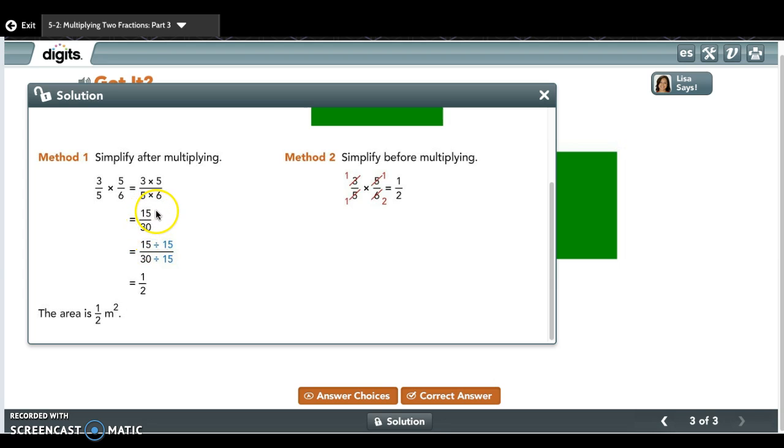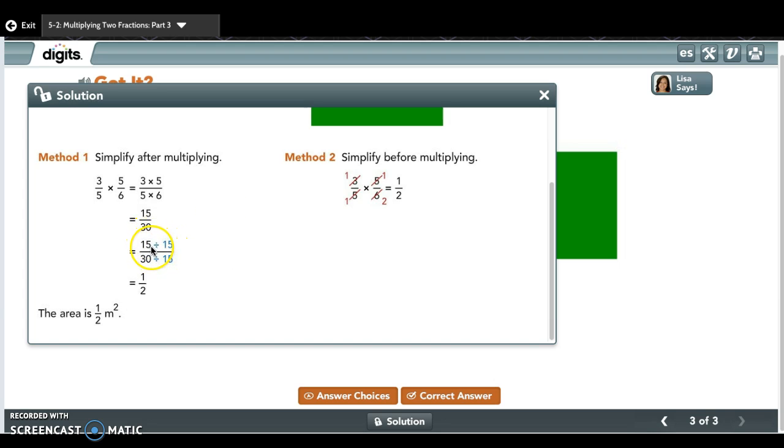What can you pull out of a 15 and a 30? Well, the greatest common factor is 15. You could also pull a 5 out, get a 3 over 6, and then simplify that. You can pull a 3 out of the numerator and 3 out of the denominator, so 1/2. But let's use greatest common factor.